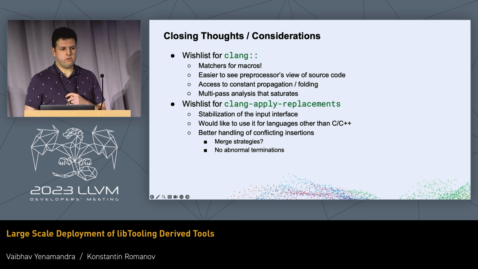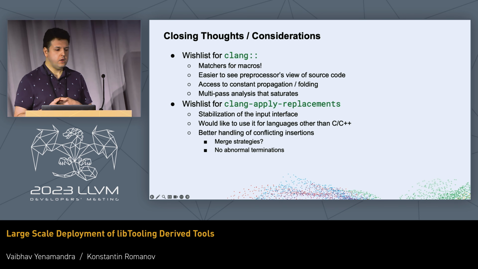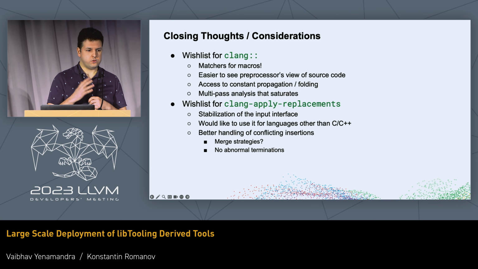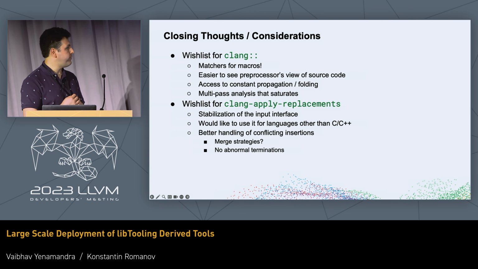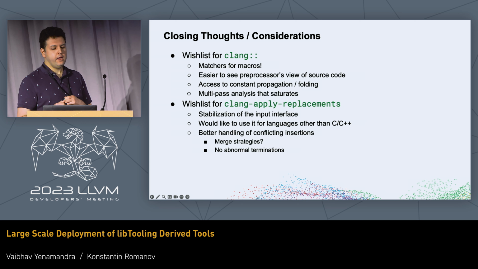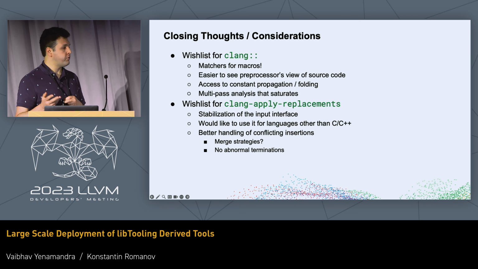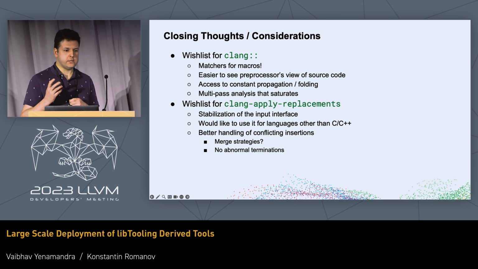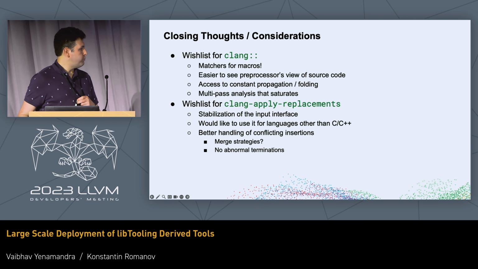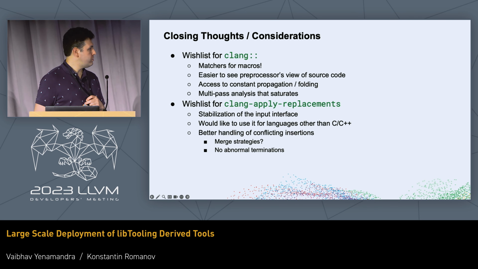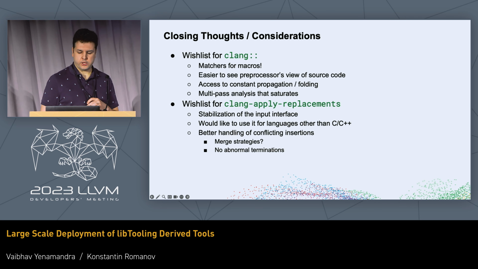Based upon our work with these and other source-to-source tools, we collected some wish lists for Clang and clang-apply-replacements. So, better support for macros. And clang-apply-replacements is a wonderful tool. It has a wonderful input language, but we would like to have it stabilized.